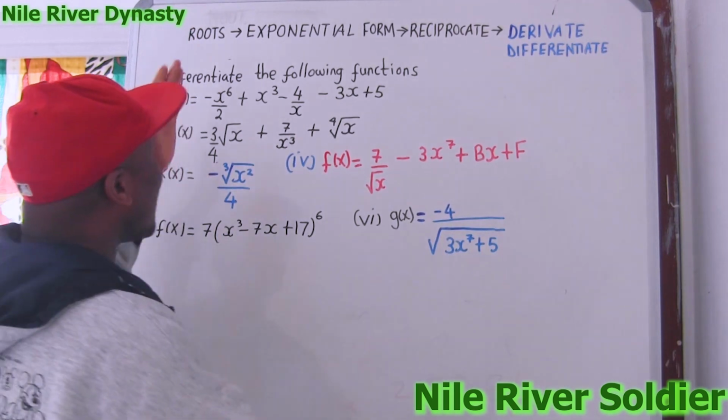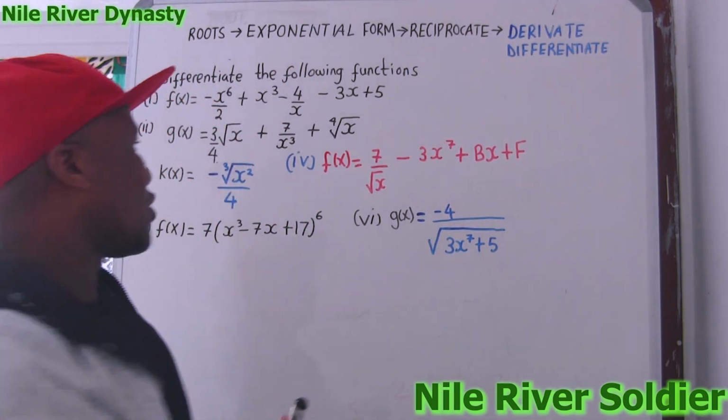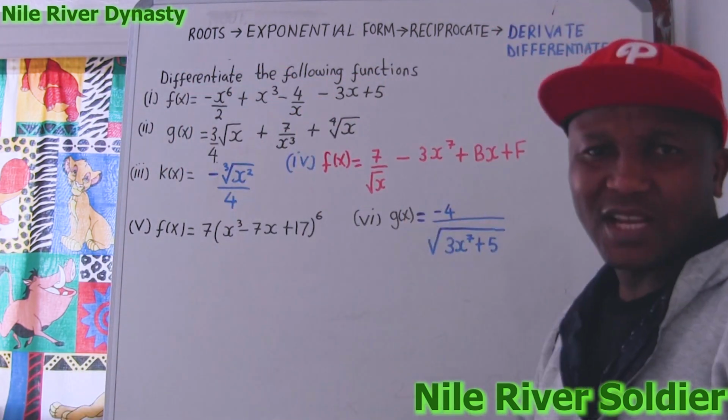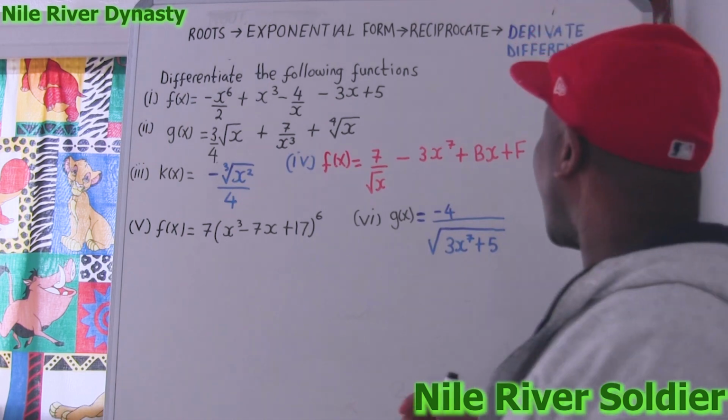Why did I start there? Because there's a form here. We don't just want to go to differentiation, because then you don't know what this form is. First and foremost, before you differentiate, make sure your expression is not in a root. It has to be an exponential. Let's start with the basis of differentiation.